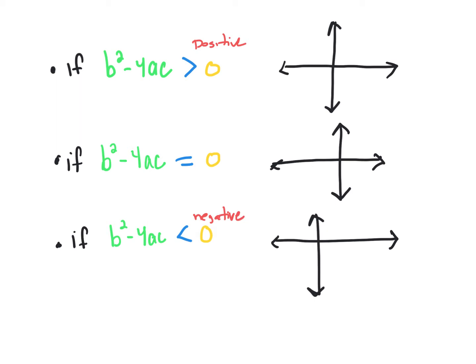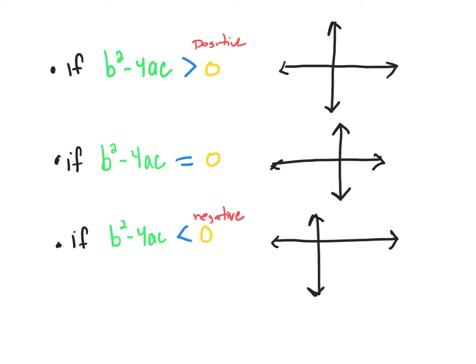Those are the 3 possible things that after we plug in our values for the A, the B, and the C and figure out that discriminant number, the discriminant number can only be either positive, 0, or negative. Those are the only 3 choices. Now, those results are going to tell us a little bit about our quadratic equation. So let's start with if it is positive.